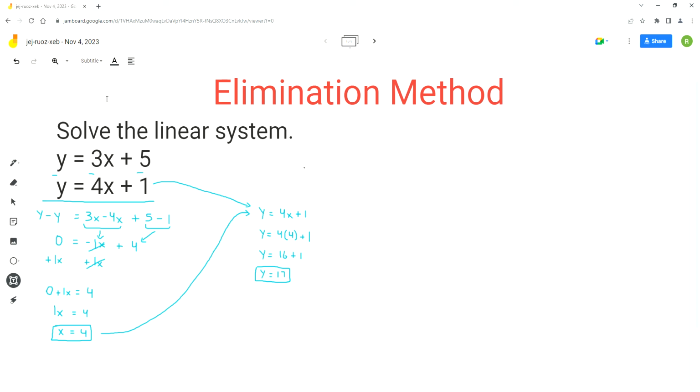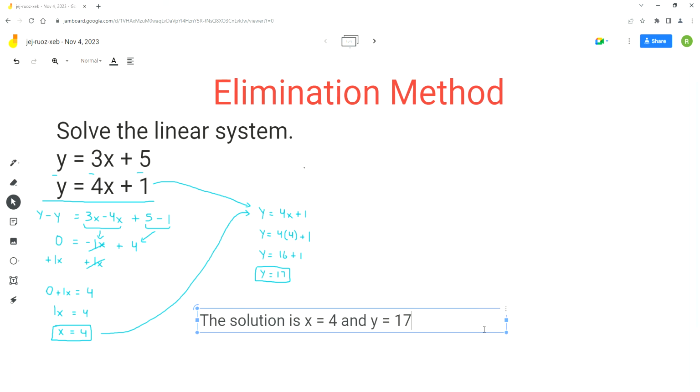Now we can summarize our answer using a closing statement. Our closing statement can be: the solution is x equals 4 and y equals 17. We can write our answer as x and y values, or we can write our final answer as an ordered pair. So the ordered pair will be (4, 17).